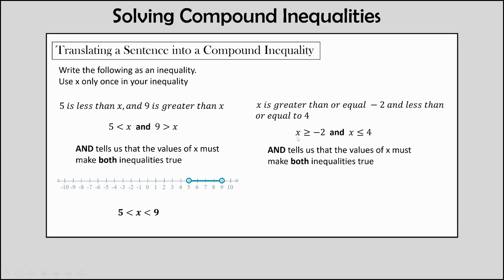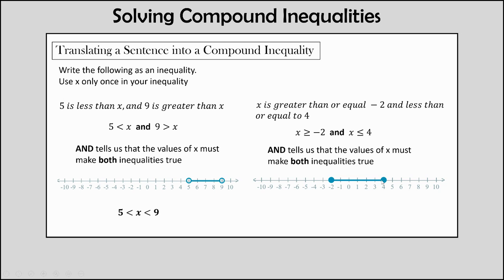So again, "and" tells us that both values have to be true. The answers for X have to make both of these two true. So if you look at it graphically, we're looking for numbers that are greater than or equal to -2, but also less than or equal to 4.